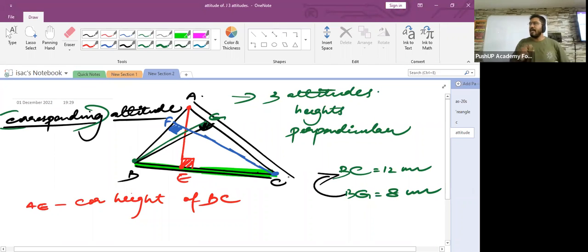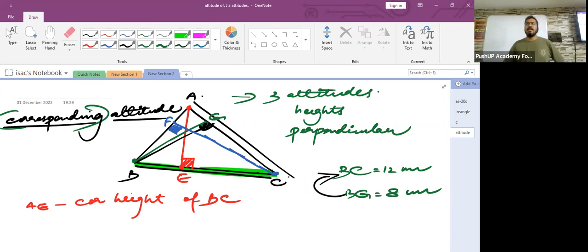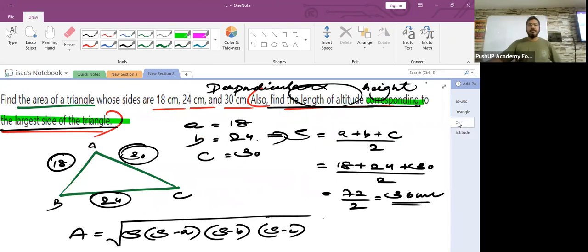Did I explain it better? Clear, everyone? So children, this is the significance of using the word corresponding. All right. Now I will get back to the question and solve it.